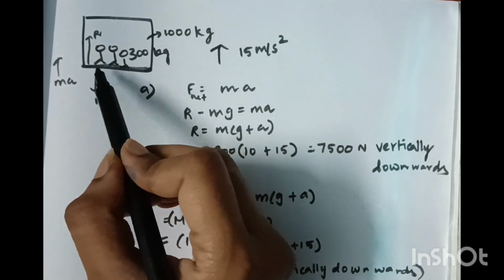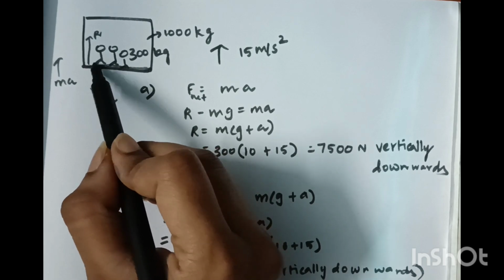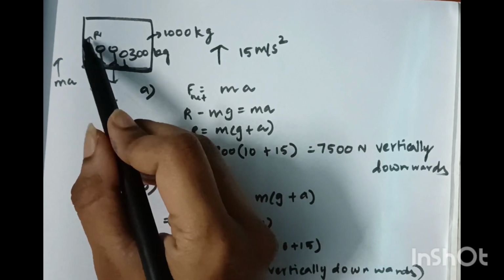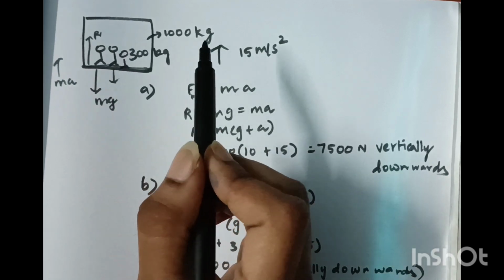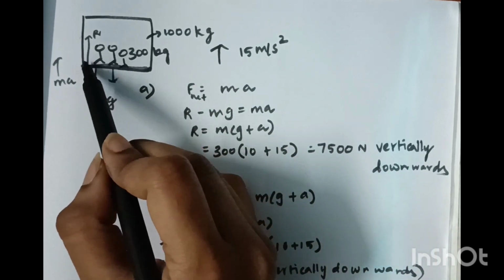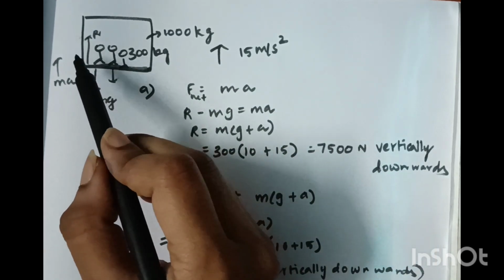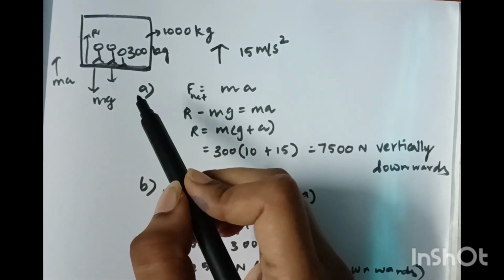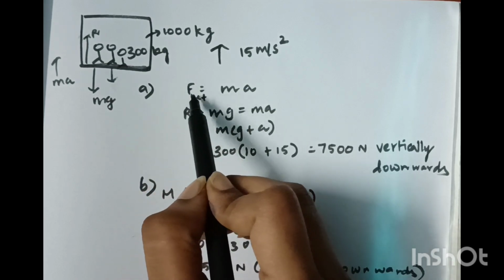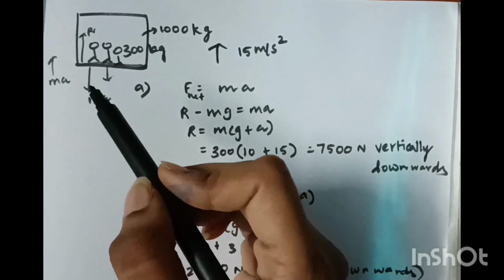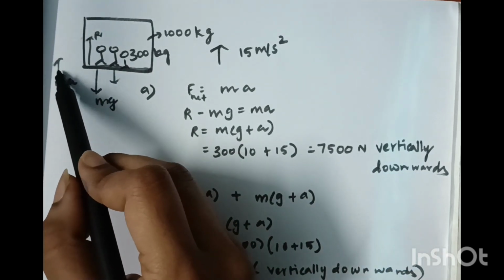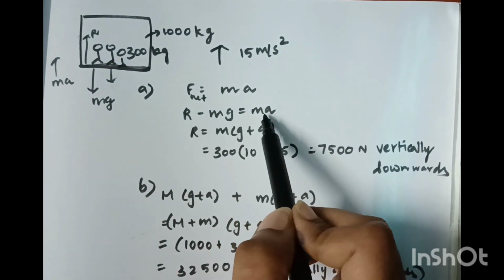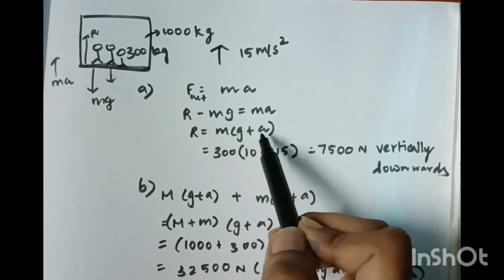So that is nothing but the reaction force. So they will exert a force like this, and the equal and opposite force, that is reaction, will be exerted by the floor. So easily we can find it. We have to use this reaction force, and we are asked to find that reaction force only. We know F net is equals to mass into acceleration. What is F net here? So acceleration is in the upward direction, so we have to take R minus mg. So R minus mg equals to m into a, R equals to m into g plus a.